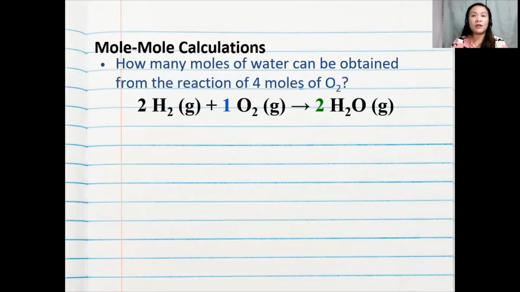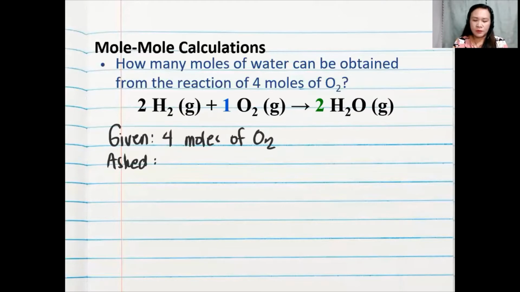Now, with the given equation, and of course, with our problem, we can now solve it. The first thing that we need to do is write the given and what is asked for so that we don't get confused. So we put the given, which is 4 moles of oxygen. And we are being asked for the moles of water. So now that we have written this, let's go to the solution part.